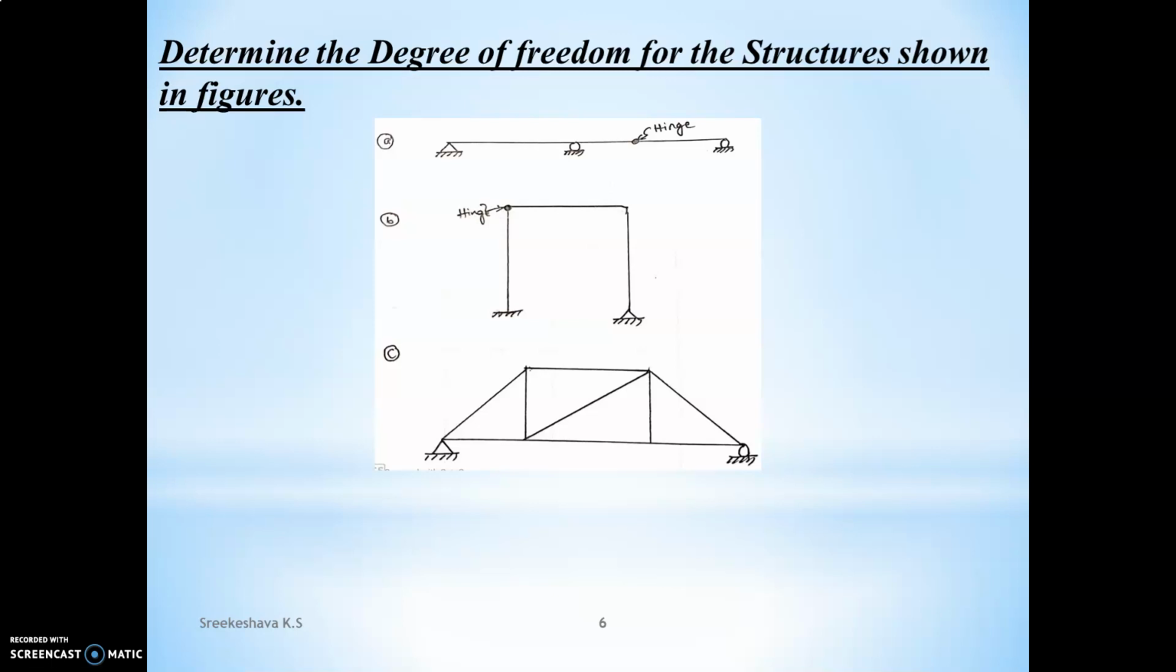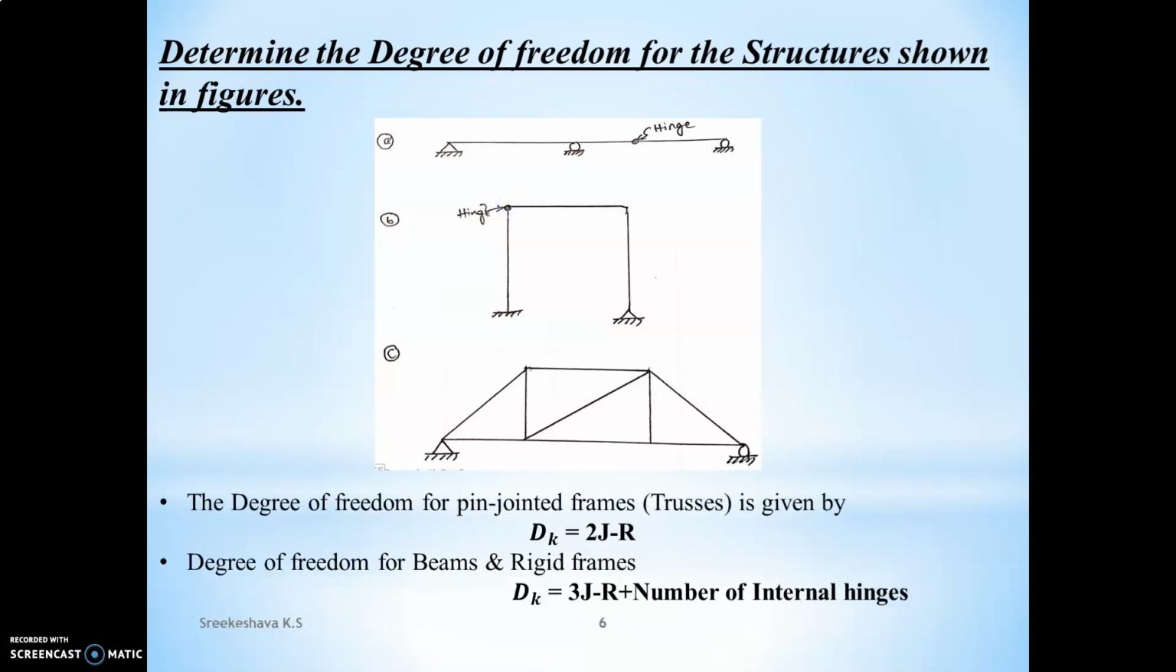So if these kinds of structures are given in your examination, this can be computed using an empirical relation in an easier manner. Okay, there are several ways, but use the empirical relation. That's the very easiest way. What are those empirical relations? The degree of freedom for a pin jointed frame, that is a truss, is given by 2j minus r, two joint equilibrium conditions and r the number of external support reactions. Clear? Similarly, the degree of freedom for beams and rigid frames, for both the cases, use 3j minus r plus imposed conditions.